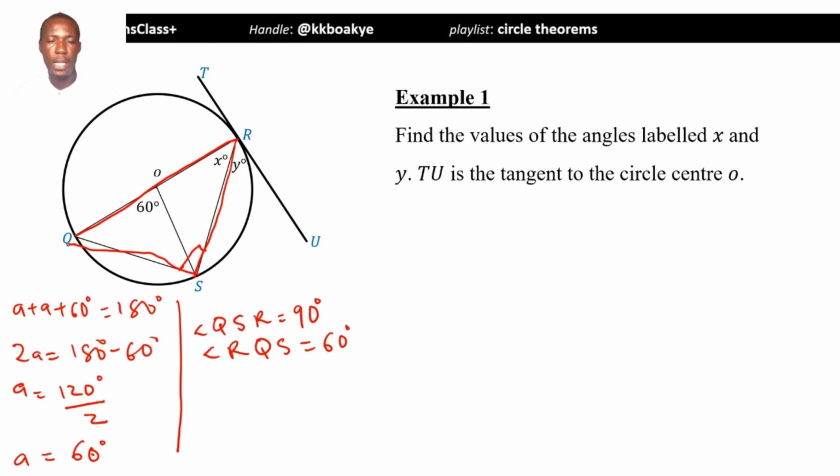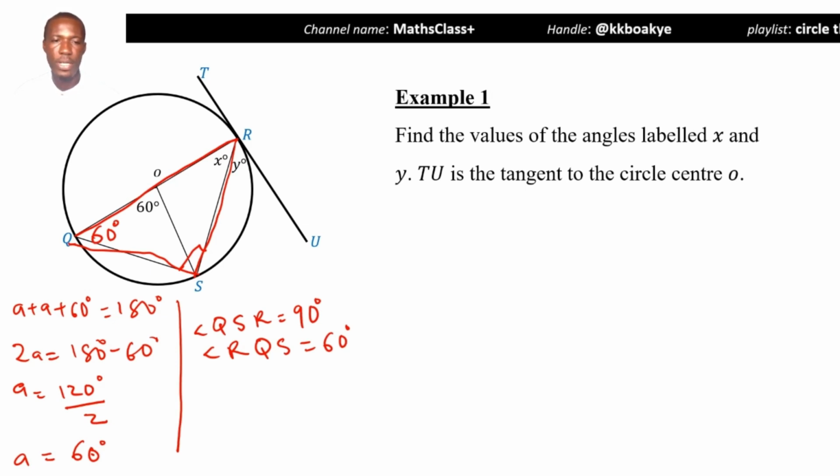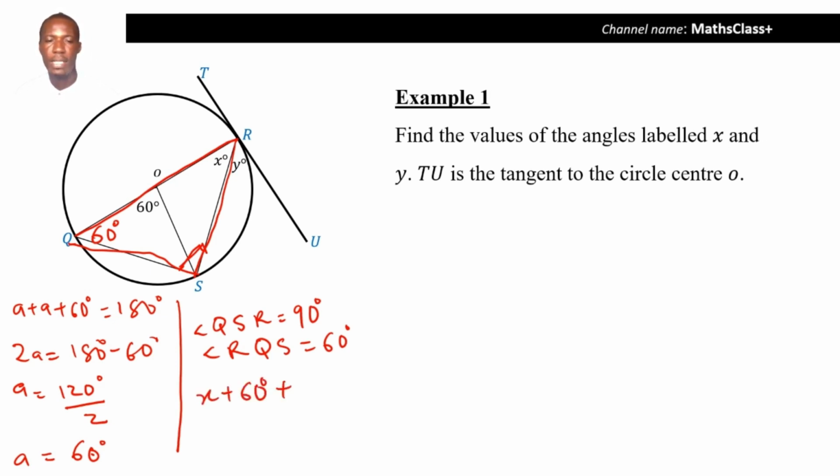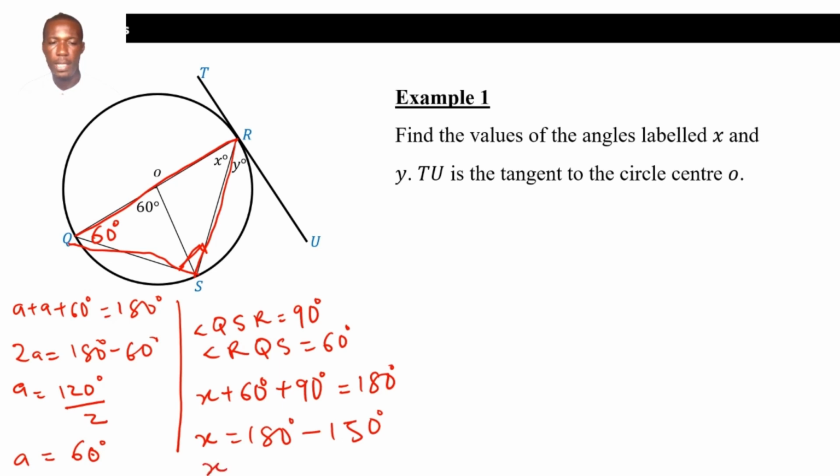Okay, so still with angles in a triangle, we will have 60 degrees here plus this 90 degrees here plus x equal to 180. So we have x plus 60 degrees plus 90 degrees equal to 180 degrees. Our x will be 180 degrees minus 150 degrees. So our x is equal to 30 degrees.